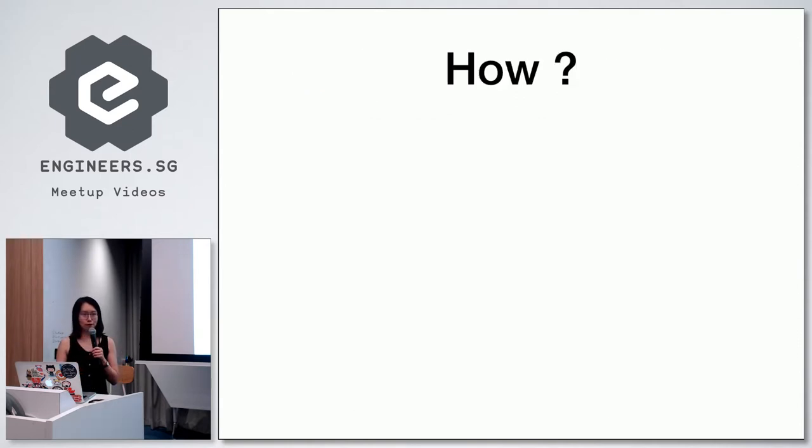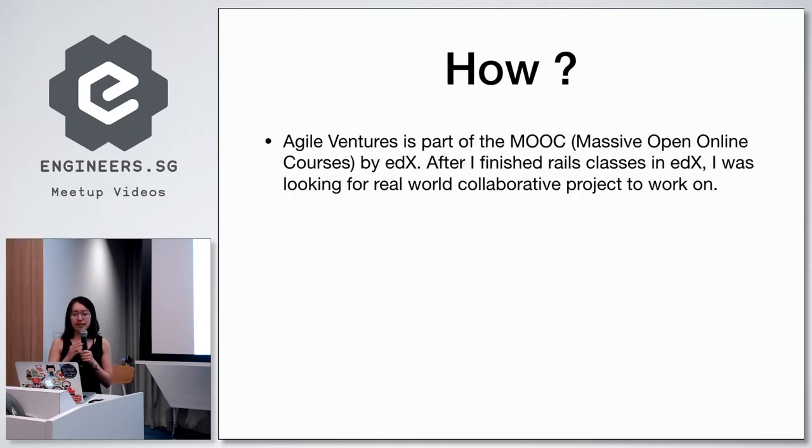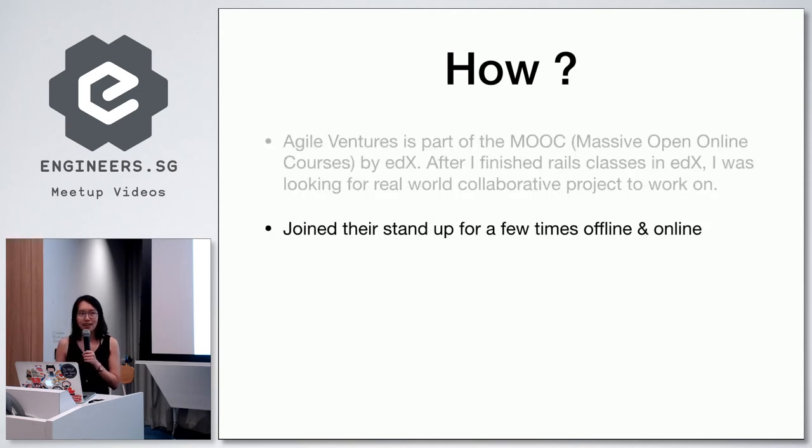So how did I get to know about Agile Ventures in the first place? Agile Ventures is part of the MOOC by EDX. EDX is an online learning platform like Coursera. They provide courses from different universities. After I finished the Rails classes in EDX, I was looking for a real world collaborative project to work on. So I joined their stand-up a few times in an offline and online way.